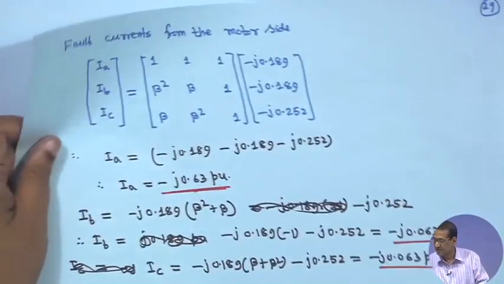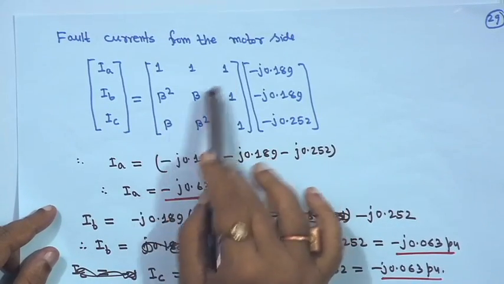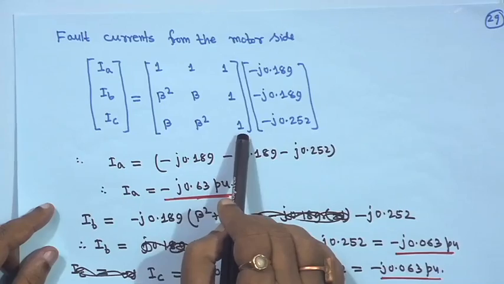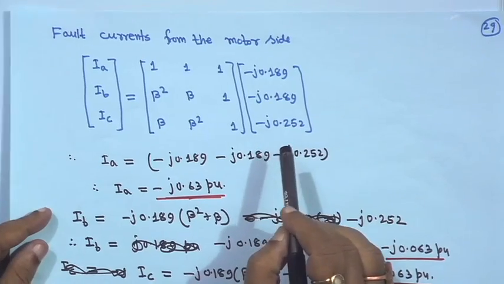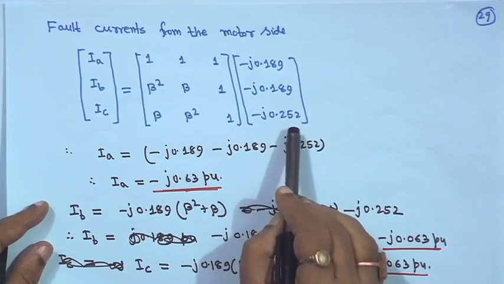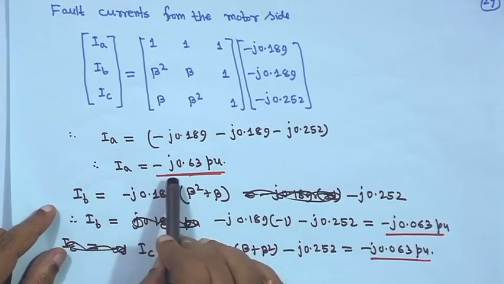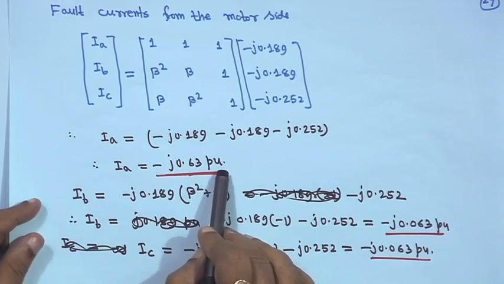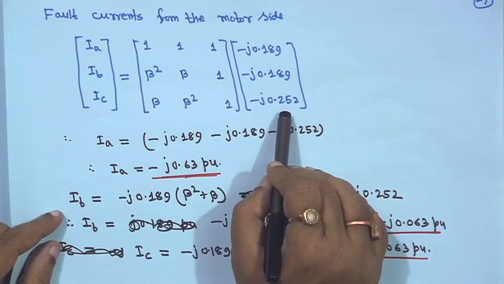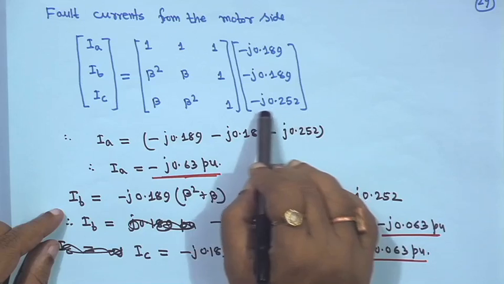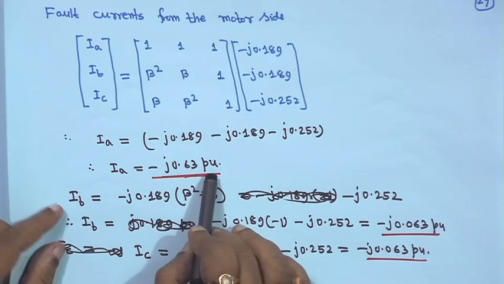Similarly, fault current from the motor side, I_A, I_B, I_C same as before: 1 1 1, beta square beta 1, and beta square 1. So, this is your I_A1 from the motor side, then I_A2, and this is your I_A0, minus j 0.252. So, if you simplify, I_A will become minus j 0.63 per unit. Similarly, I_B will be minus j 0.189. Look, I told you from the motor side that I_A0 is equal to minus j 0.252. Therefore, I_A is equal to minus j 0.63 per unit.